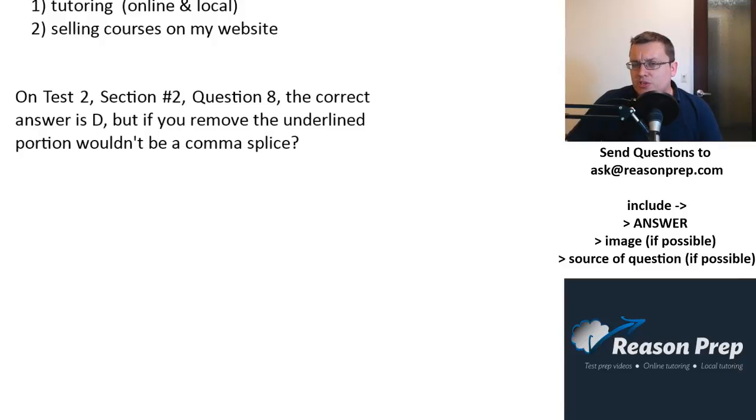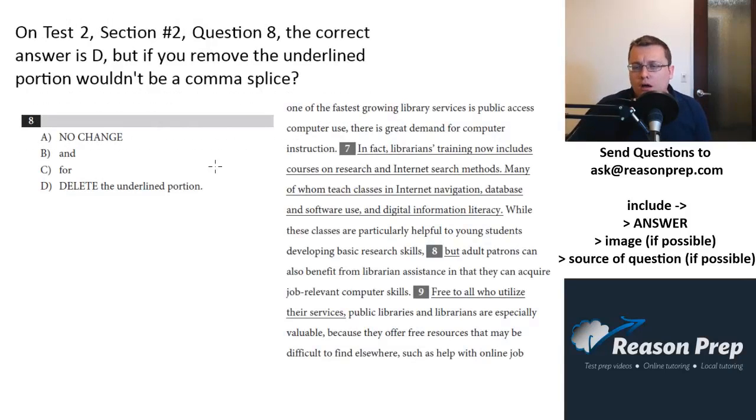Test 2, section number 2, question 8. So if you haven't done this SAT test yet, then you might want to not pay attention to this, but this is a specific grammar question. So for those of you who are having problems with SAT grammar, you'll get an idea of how I analyze a question like this. So the correct answer is D, but if you removed the underlined portion, wouldn't it be a comma splice? So what do we have here? While these classes are particularly helpful to young students developing basic research skills, but adult patrons can also benefit from librarian assistance in that they can acquire job-relevant computer skills.